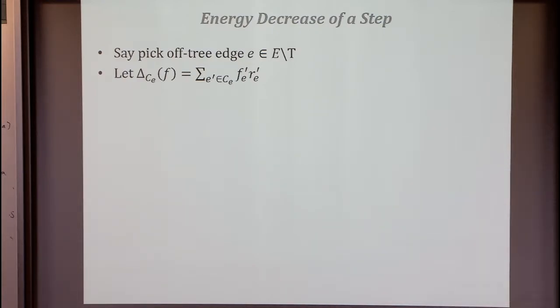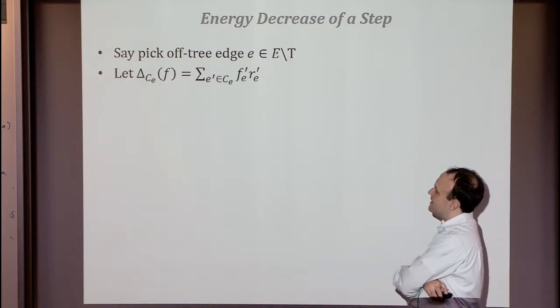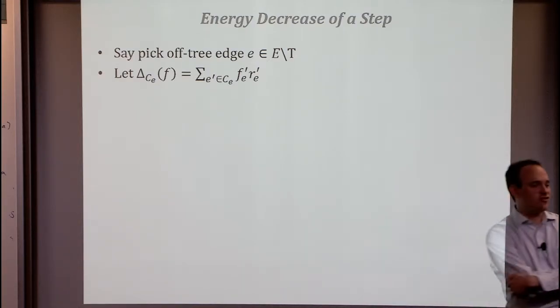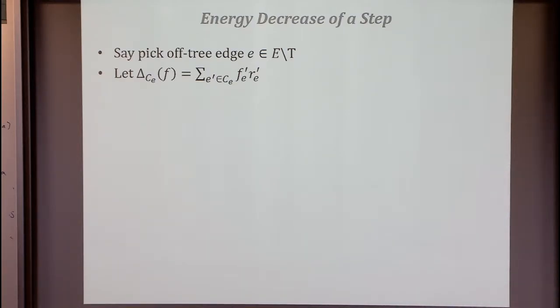So how much we're going to send around the cycle is going to be the thing that will make the cycle 0, which will actually be the thing that will optimally decrease the energy. And let's define delta sub CE to be the thing that should be 0 but isn't. So if I take a fixed cycle, delta of it says you go around the cycle and you add up what the potential change is along every edge, and that's the difference around the cycle when it should be 0. It's the sum of the potential drops around the cycle.